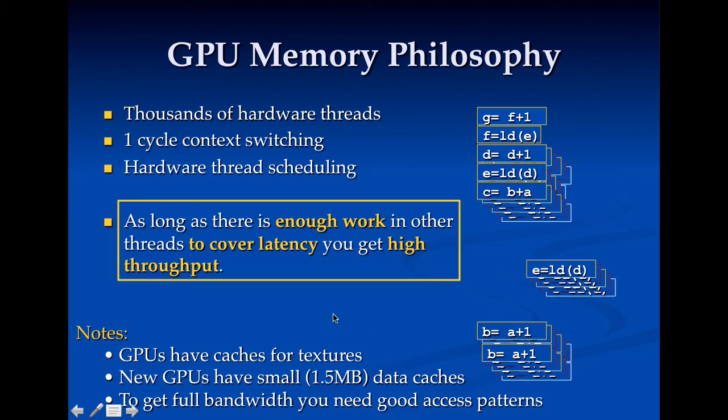So the bottom line for GPUs is as long as there's enough work in other threads to cover the latency, you get high throughput. We just find other work to do while we're waiting to access the memory. And this works great for graphics and works very well for some other sorts of programs. But there are a lot of programs for which this just really doesn't work well.